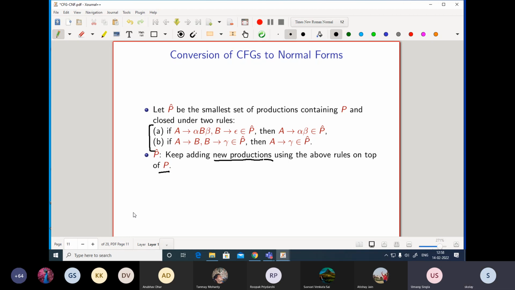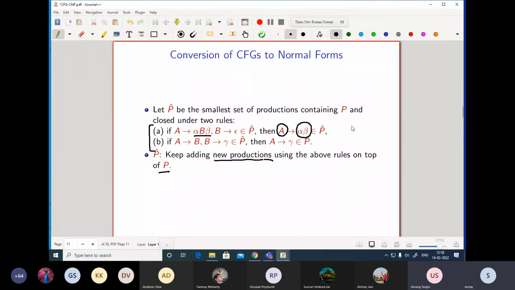What is going to happen? Is it possible that P hat contains infinitely many productions? What are the new kinds of productions that are being added? The left hand side is a non-terminal, an original non-terminal. The right hand side is a substring or a subsequence of an existing right hand side from P.